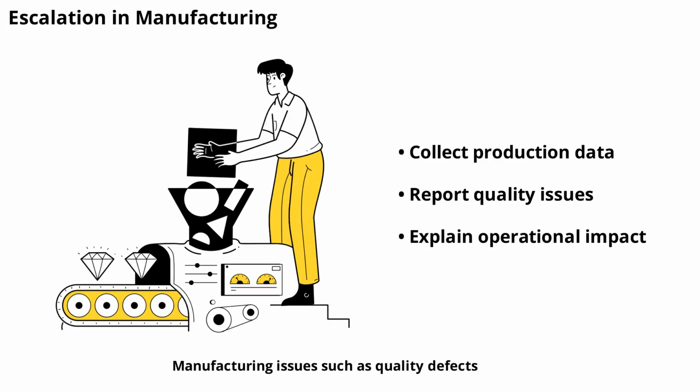Manufacturing issues, such as quality defects or production delays, may require escalation. Gather production records, quality reports, and communication logs. Present your escalation to the relevant manager with a clear explanation of the issue and its impact on operations.